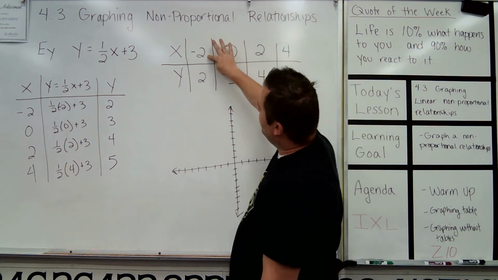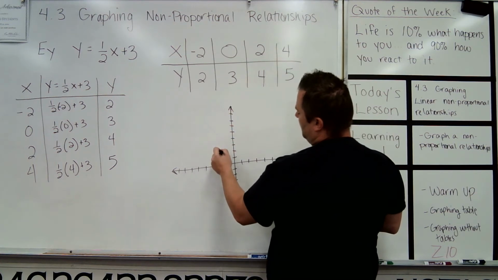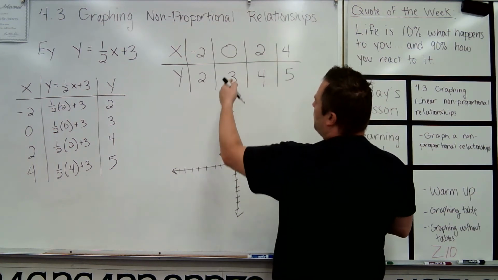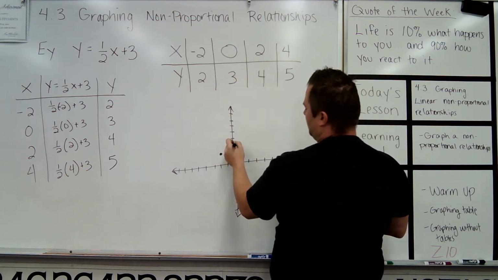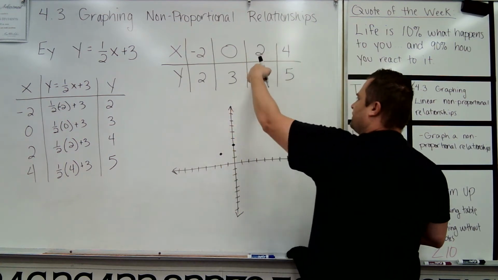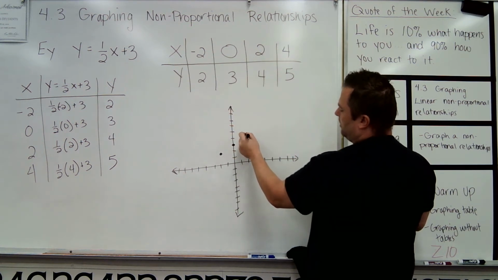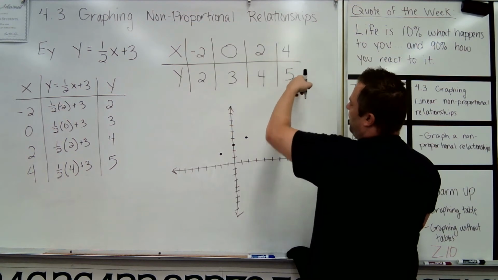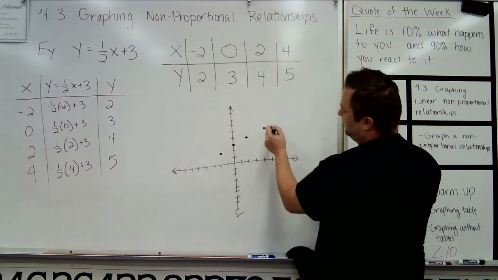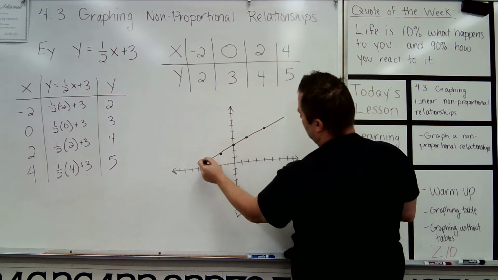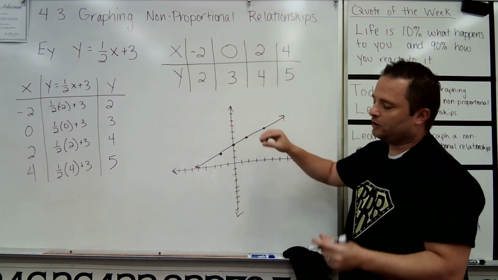When x is -2, y is +2. So there's 1 right there. When x is 0, y is 3. When x is 2, y is 4. And when x is 4, y is 5. You'll notice it starts to make a line, with each of these spots being samples, little pictures on my line.